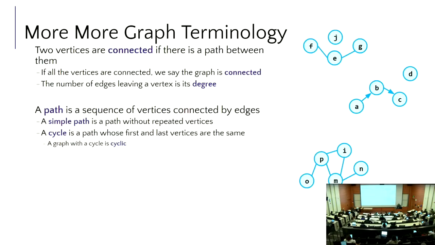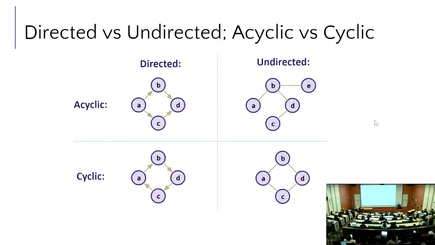So we would say things are connected if there's just any way to get from one place to the other. For example, down here, O and N are connected because I could go pathwise O, P, I, M, N, or I could go O, P, M, N. Both of those are paths that would take me from O to N.